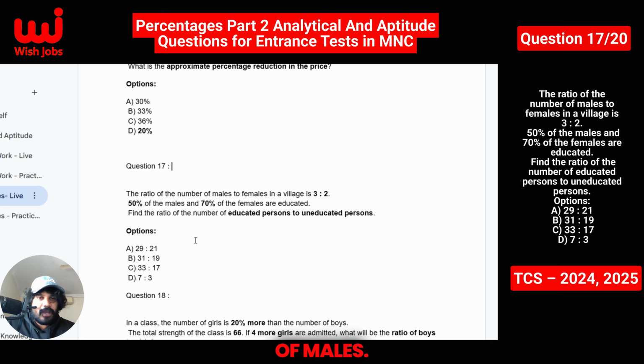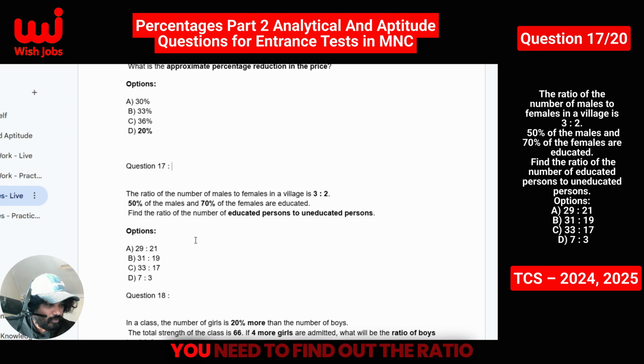The ratio of the number of males to females is 3:2. 50% of the males and 70% of the females are educated. You need to find the ratio of the number of educated people to the number of uneducated ones. Okay, so this is the question.